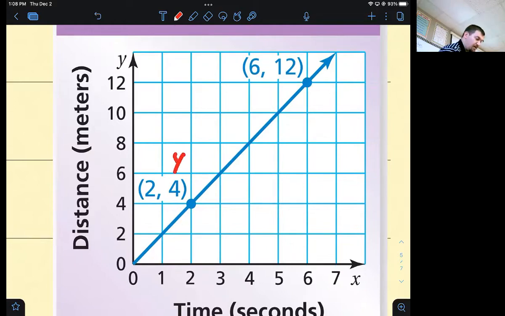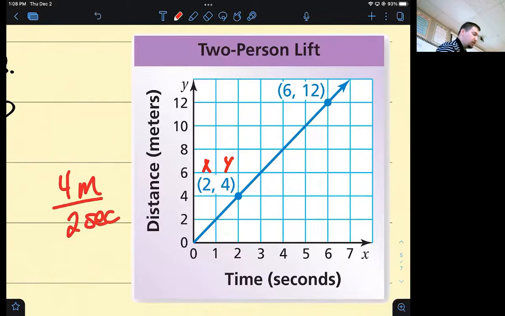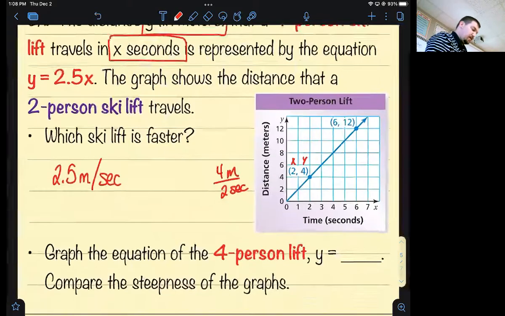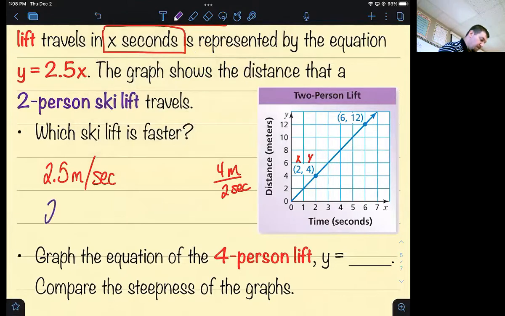Take your Y, put it on top. Take your X, put it on bottom. If it travels 4 meters in 2 seconds, then it absolutely is going to travel 2 meters in 1 second. So the 2-person ski lift, I'll try to color coordinate this, is 2 meters per second. And so the red one, or the 4-person, is faster.